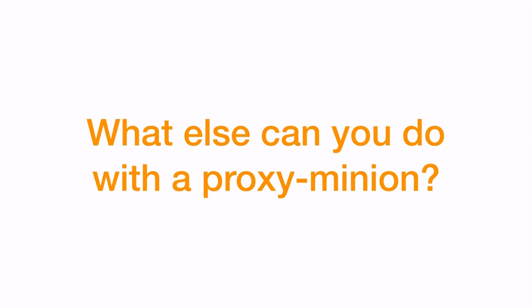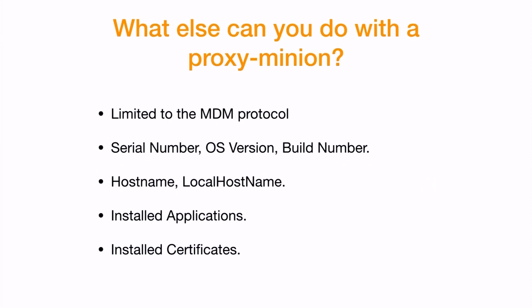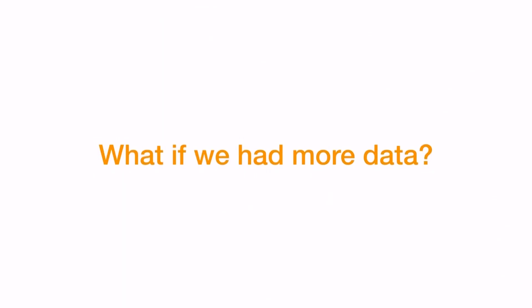So what else can you do with a proxy minion? Well, pretty much do whatever you want from the MDM protocol. You only get so much information about the machine. So by default, if we're going through an MDM, we can get the serial number, the OS version, the build number, some host names, what applications are installed on it, and what certs we have. That's fun, but what if we want to do something more? If we want to do more things, we need more data to make decisions on what we want to do to the device.